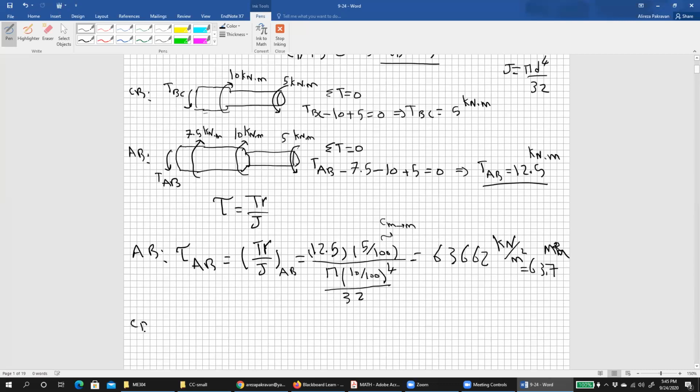And for segment CD, tau CD would be T R over J for CD. T would be 5. What is R here? For CD, what is R? It's 3.5, right? The diameter is 7, so R would be 3.5.